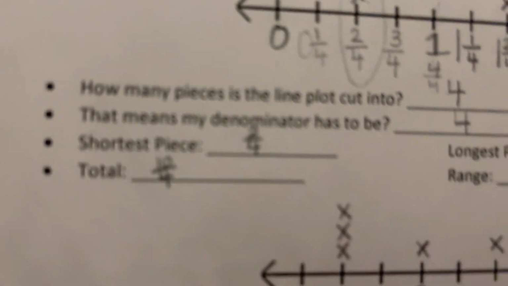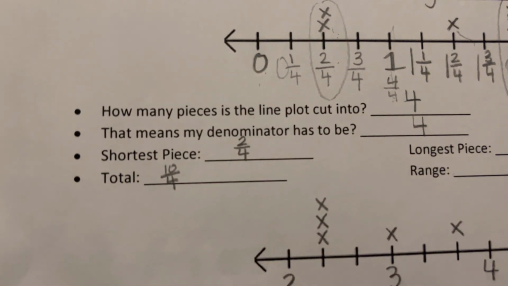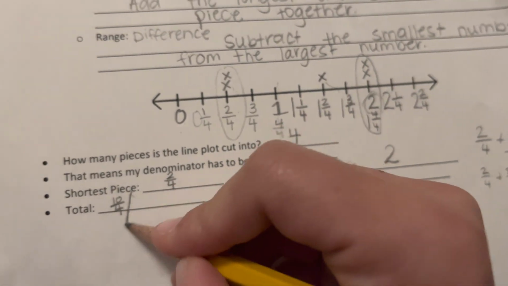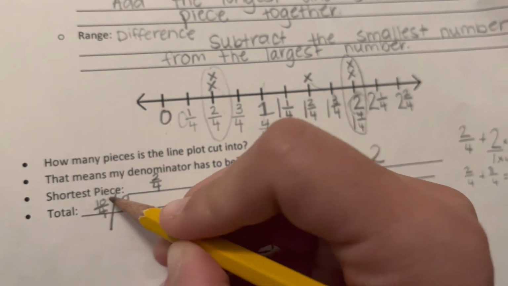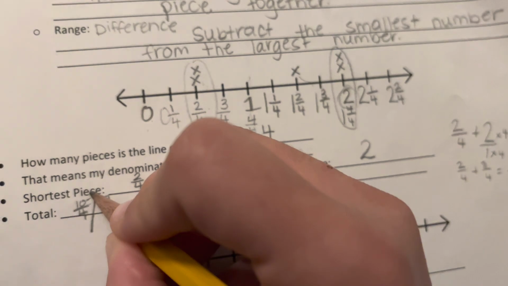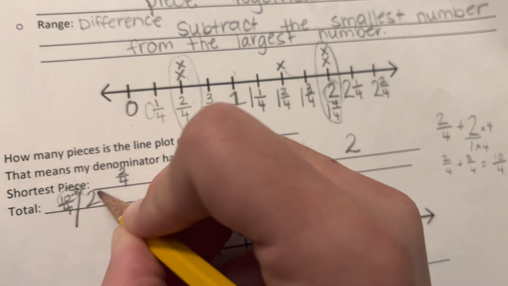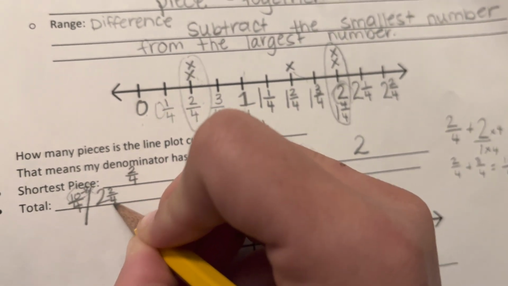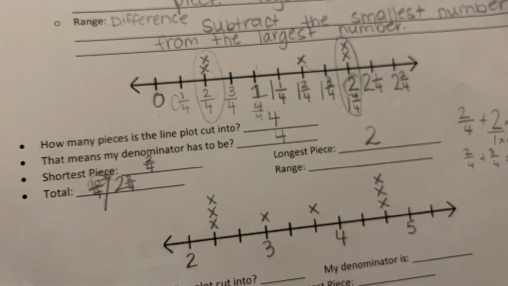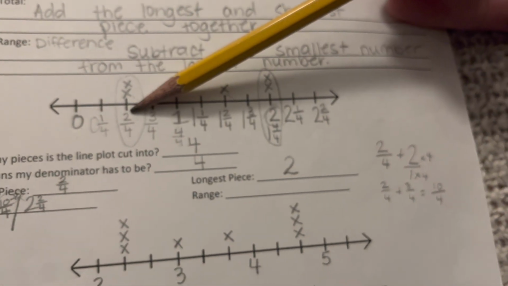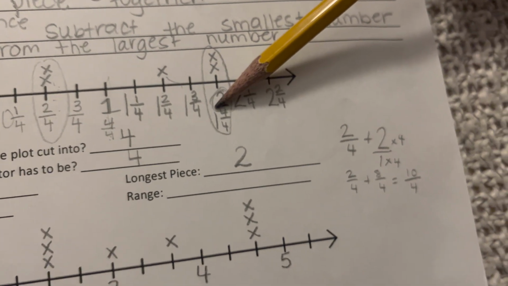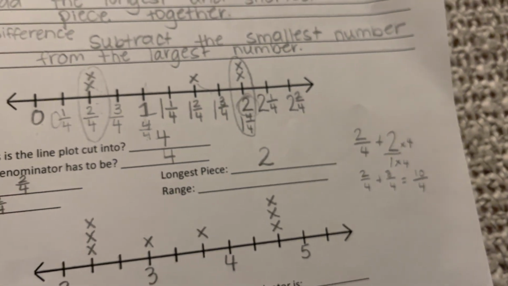Now, 10 over 4 is 10 divided by 4. And 4 can go into 8. 4 can go into 10 2 times. That gets me 8. 10 minus 8 means I have 2 left over, and my bottom number stays there. Okay? That's the total of the longest and the shortest piece. You take the smallest number that has data and the biggest number that has data, and you add those together.